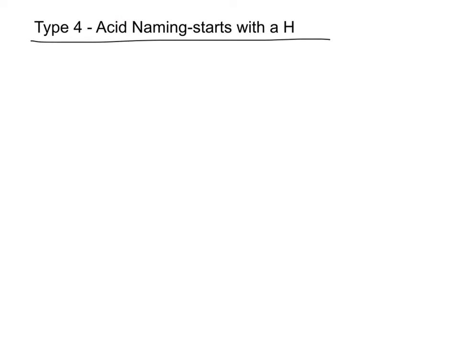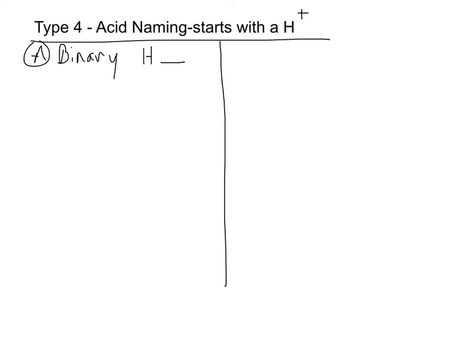Okay, so type 4 naming, and yes, I'm skipping over 3, we'll come to that at the very last. Type 4 is acids, and acids start with an H, and H has a +1 charge. So there are 2 types. I'm going to split it up. The first type, we'll call it type A, is binary. If it's binary, that means it has hydrogen and one other thing. This is how you name it. You say hydro to represent the hydrogen, you say the base name of whatever it is, then you add ic and add acid.